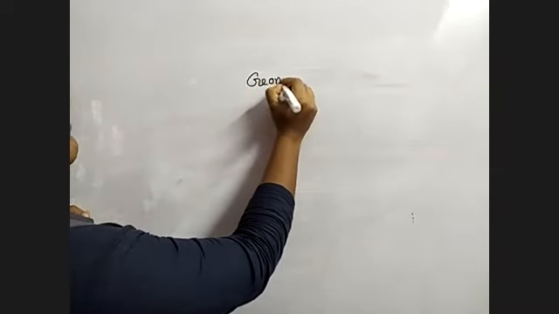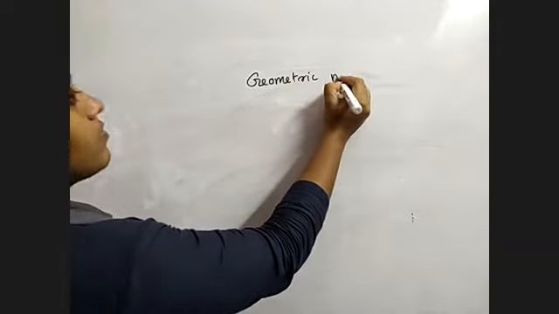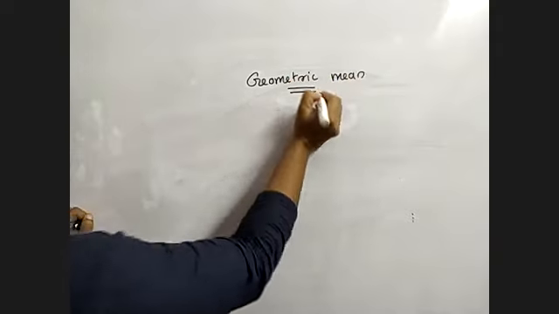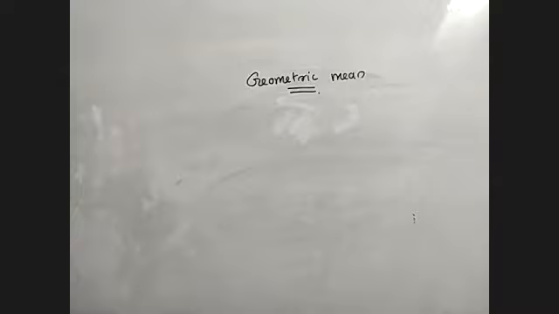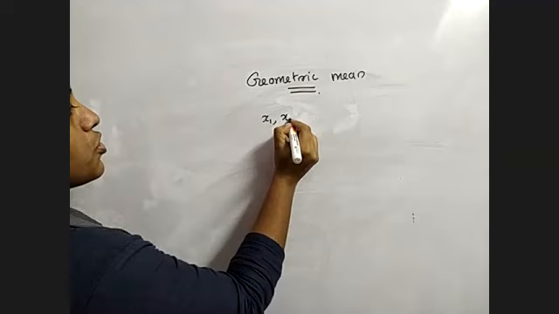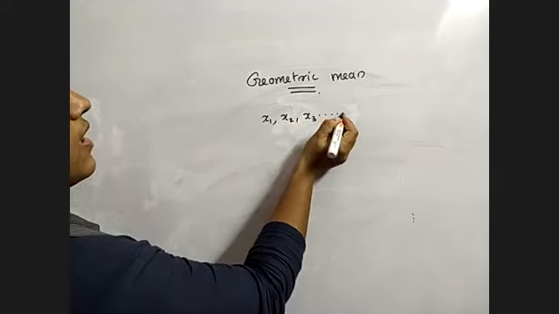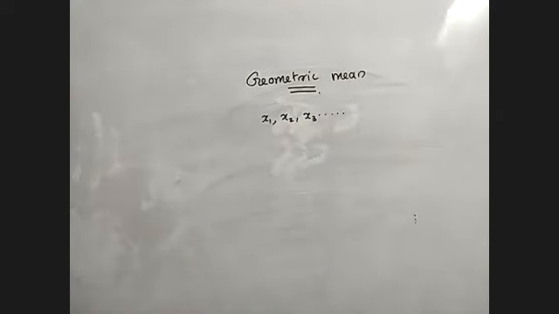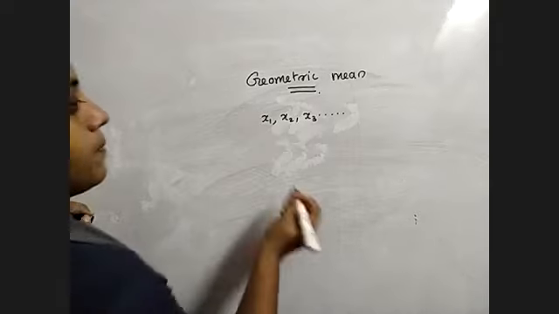Next we will see what is geometric mean. What is geometric mean? If we have x1, x2, x3, etc. This is also asked in the statistics chapter. You will have arithmetic mean and geometric mean. That is present in the statistics chapter also. So, what does geometric mean mean?